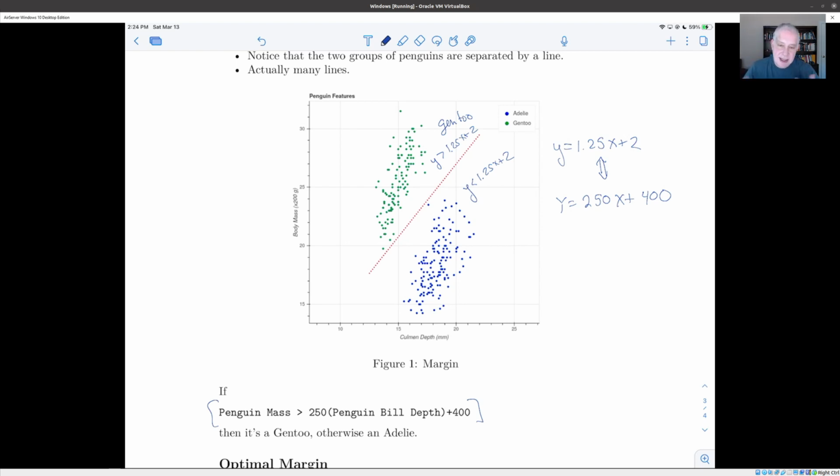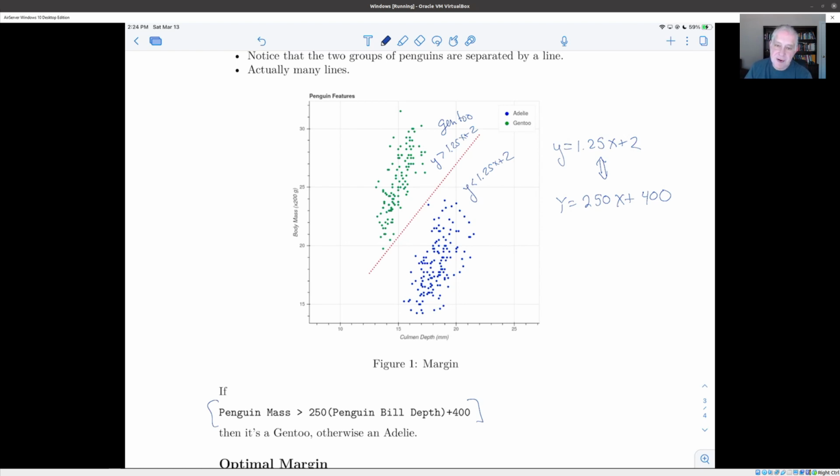Now, of course, it's not going to be perfect because there might be some penguins that are outliers, but we didn't happen to catch any in this particular set of training data. So there's actually a separation between the blue and the green dots.